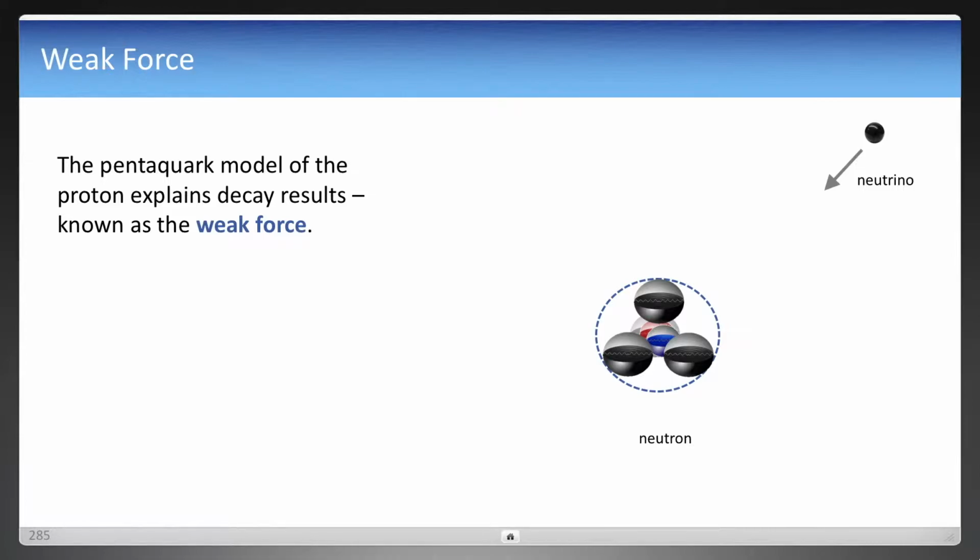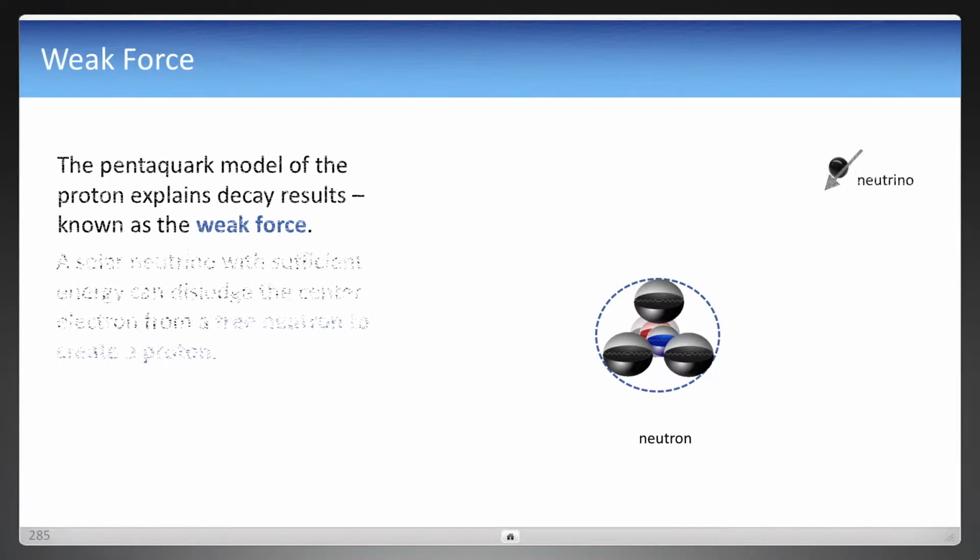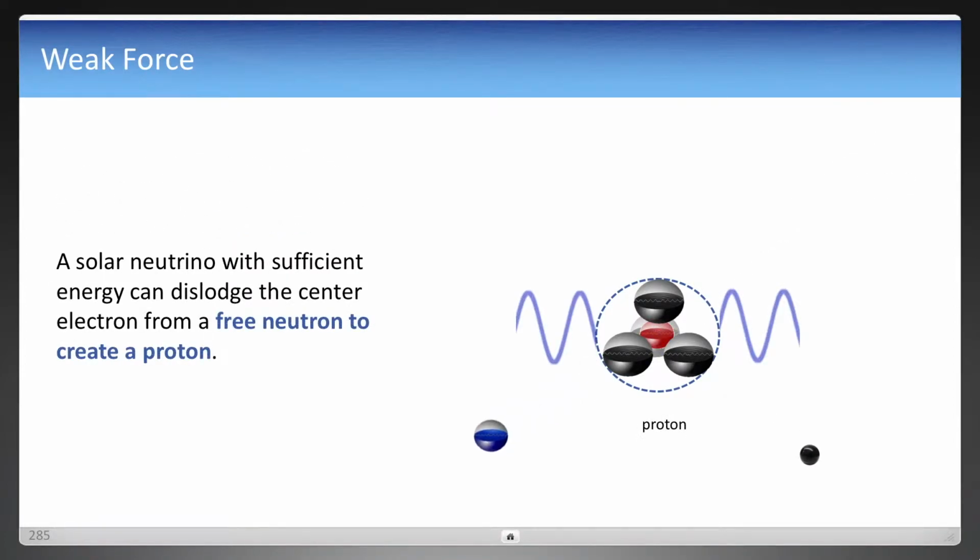Now all this can be validated quite easily with the weak force. The weak force is, say a solar neutrino has enough energy to be able to eject that center electron, and it transforms that neutron to be a proton. And this is exactly what's seen in beta decay results. Neutron becomes a proton and ejects an electron and a neutrino, not quarks.